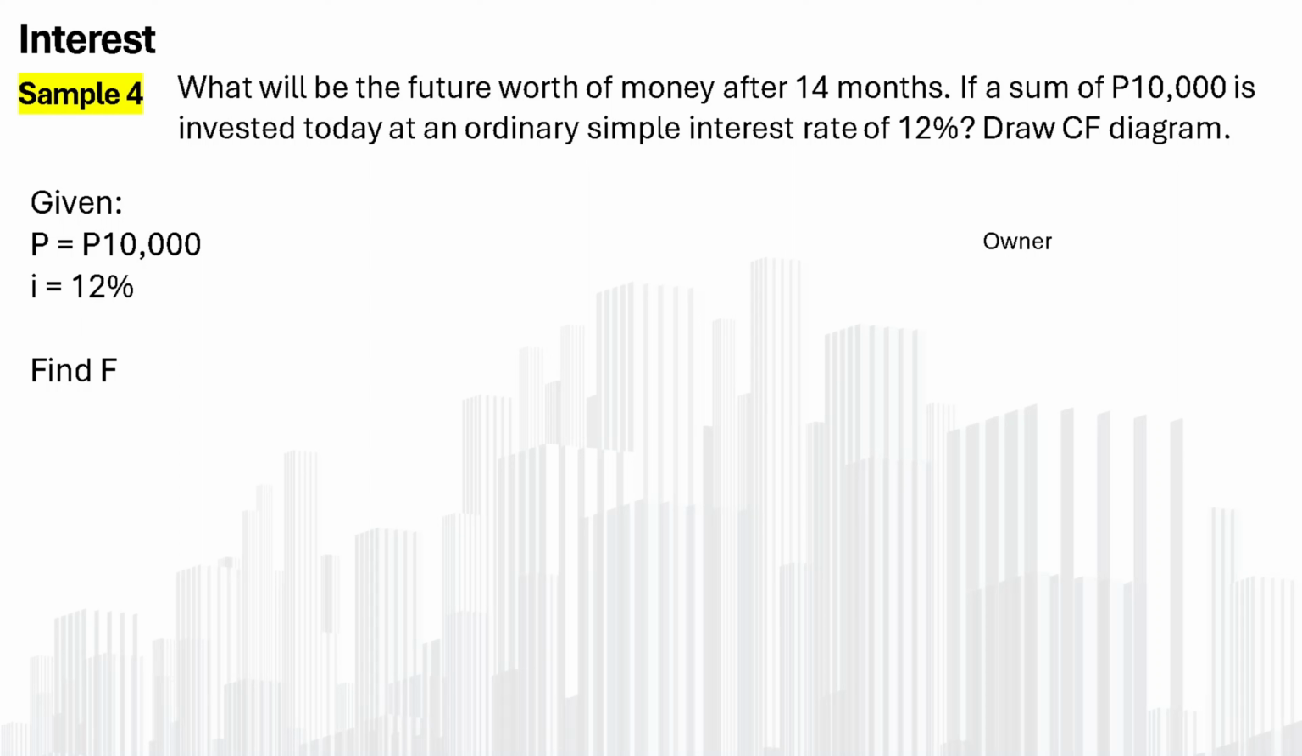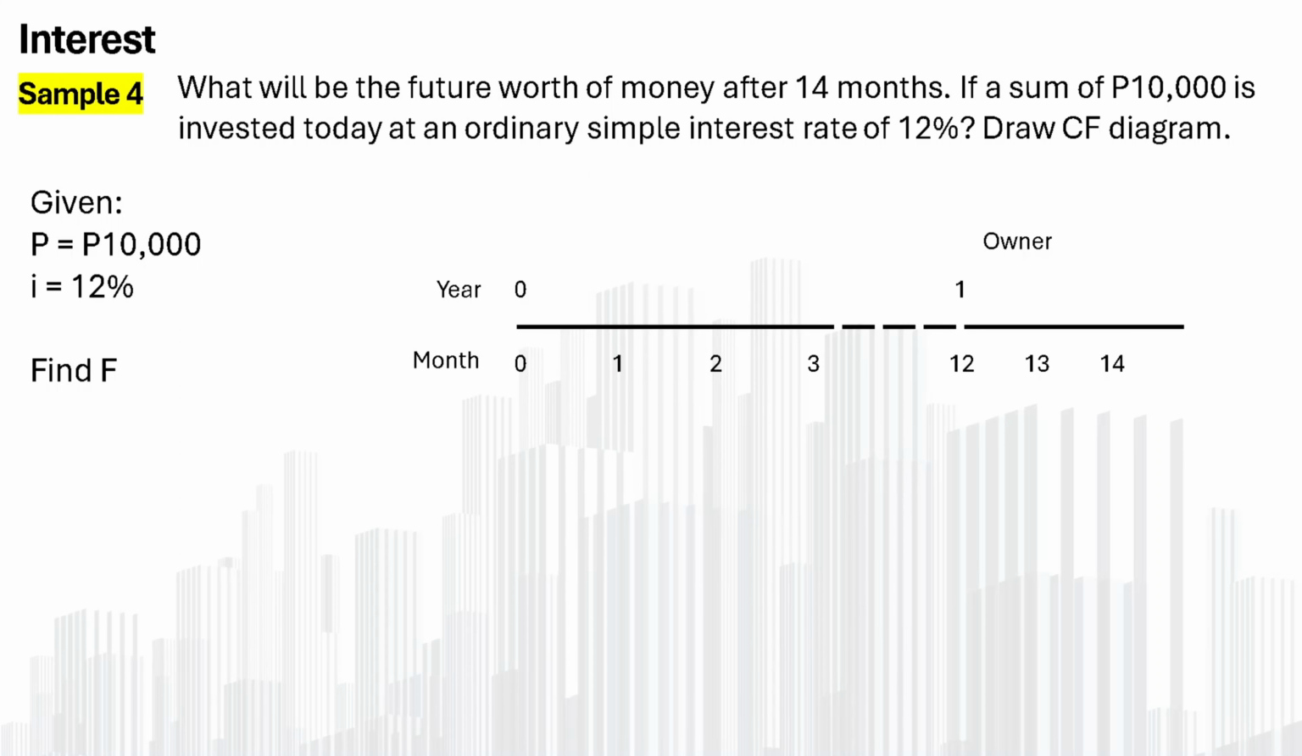So from the perspective of the owner, the cash flow diagram would look something like this. Invested, so meaning he gave away the money first, with expected return. So there we go. What is the amount there after 14 months?